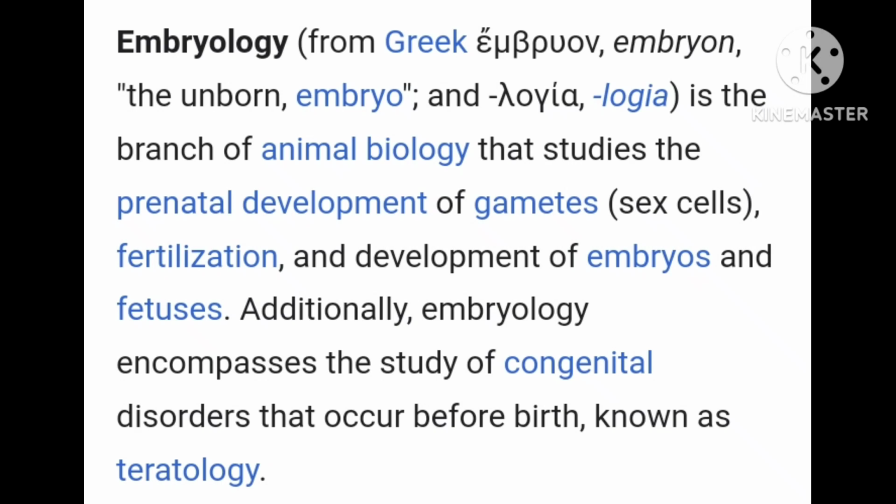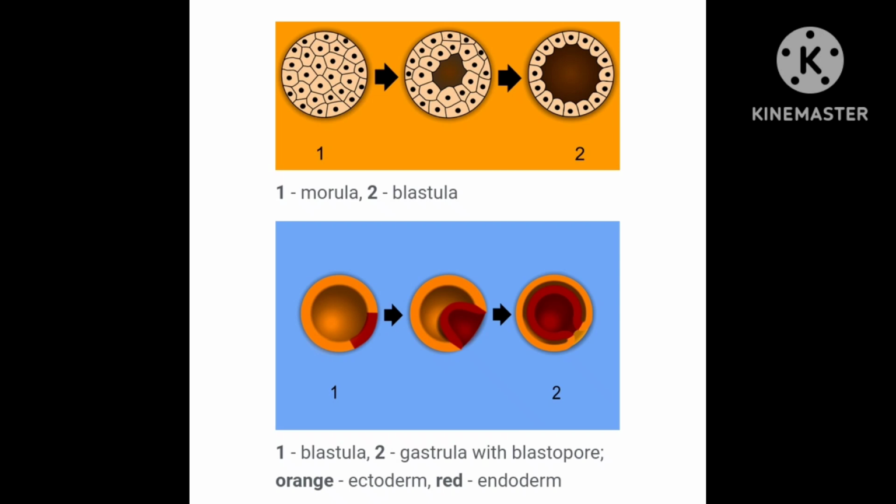Let's look at embryology. It is the branch of animal biology that studies prenatal development of gametes, fertilization, and development of embryos and fetuses. Additionally, embryology encompasses the study of congenital disorders that occur before birth, known as teratology. Modern embryology is way more advanced. We can even detect diseases before a child is born. We can discuss gametes and DNA in even more detail. That's the beauty of modern embryology and why it needs to be embraced rather than sticking to older ideas.